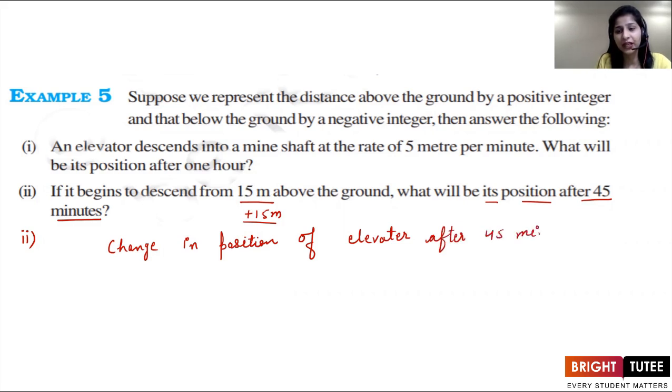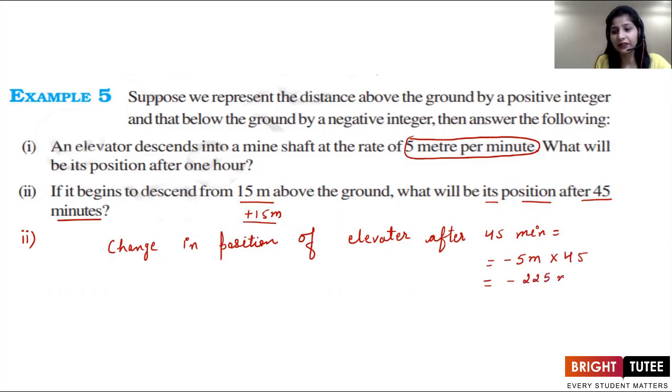You know that in the first part it was given that in 1 minute it goes down by 5 meter. So in 45 minutes, because it is going down, it will be -5 meter into 45. That gives us -225 meters. Now it was already 15 meter above the ground. So what will be the final position? Just see, we will add both of them. -225 meter plus 15 meter.